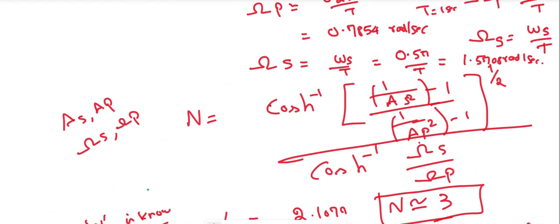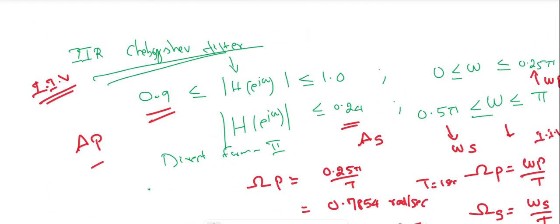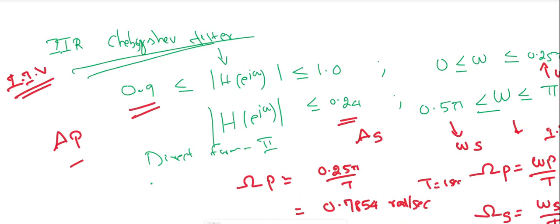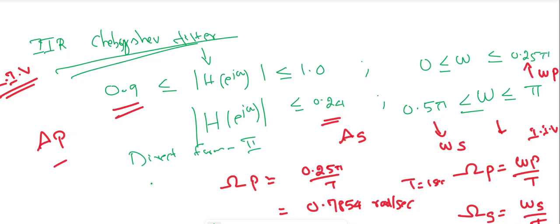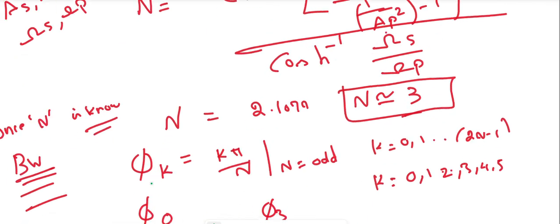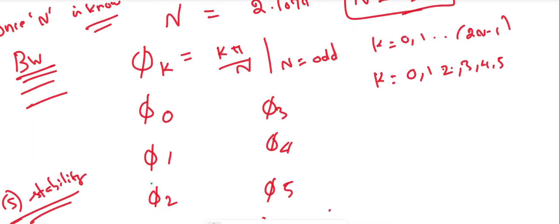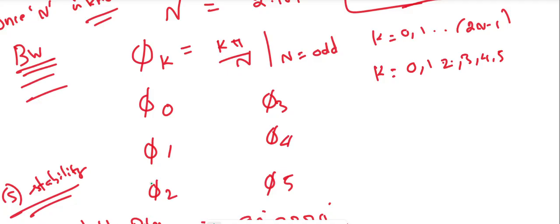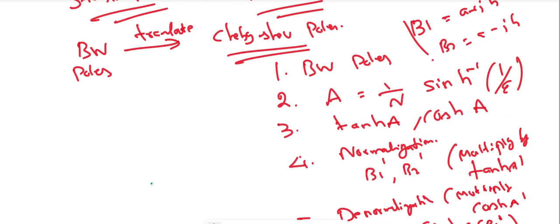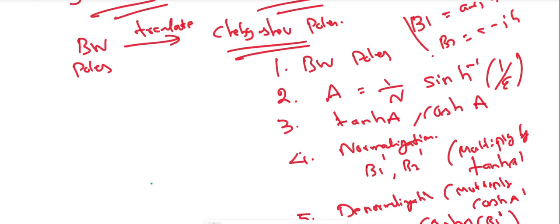So you can practice more problems from the books. Here we only briefly explained how to design a Chebyshev filter from the given specification. First, determination of the order of the filter. Then once you know the order, determine the Butterworth poles, then translate the Butterworth poles into Chebyshev poles. Only stable poles we have to consider.